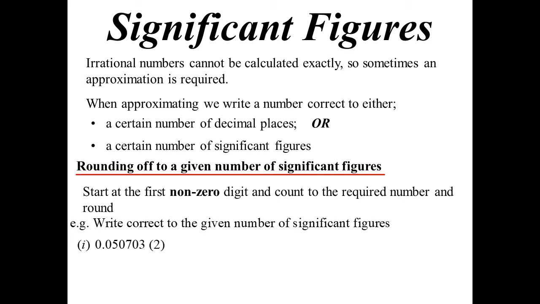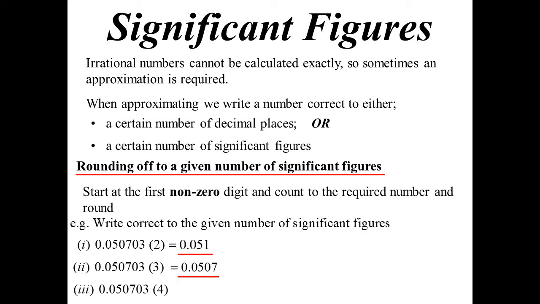Here it is, 0.050703. If I wanted to do that to 2 significant figures, I would start at the 5, that's the first number that's not 0, and round off at the next one. So we get 0.051. To 3 significant figures, it'd be 0.0507. To 4 significant figures, 0.05070.